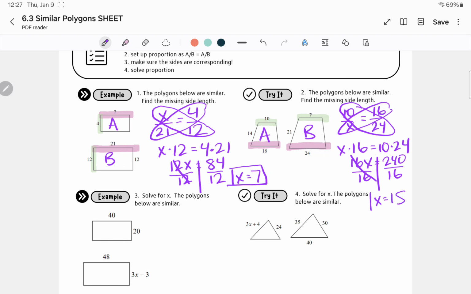All right. So those are pretty simple. Now with the next part, it just gets a little bit more complex just because we're going to have expressions now. Same thing though, I'm going to start with labeling A and B.